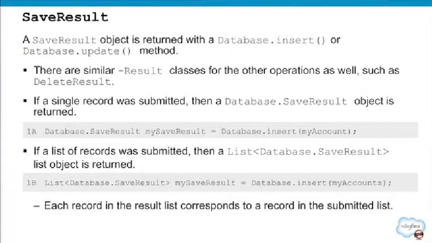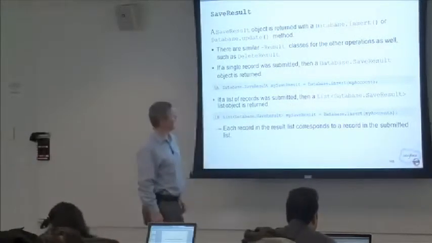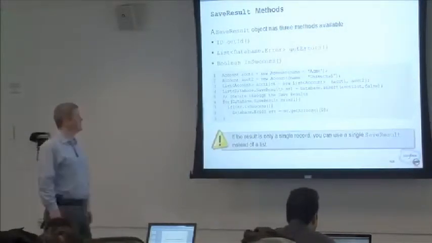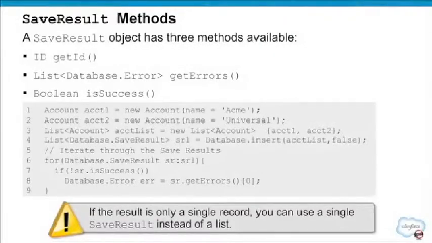So whether you're doing an operation on a single record or a list of records, if we're working with a list, we're going to get back a list of save results. When you get back your list of save results, there is an isSuccess flag. And then if it did not succeed, you can access the errors associated with that record.